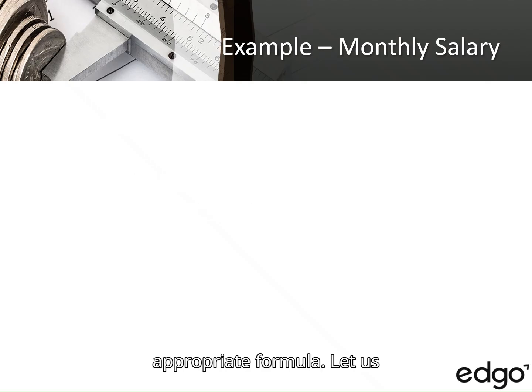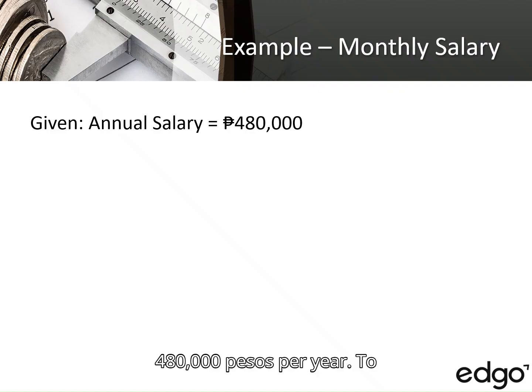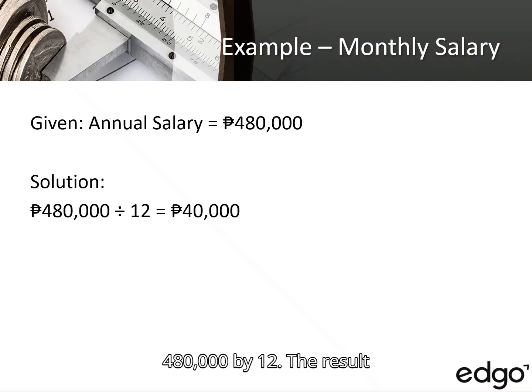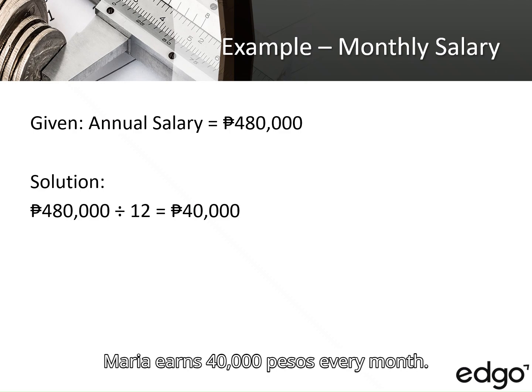Let us apply the formula. Maria earns 480,000 pesos per year. To determine her monthly salary, divide 480,000 by 12. The result is 40,000 pesos. Therefore, Maria earns 40,000 pesos every month.